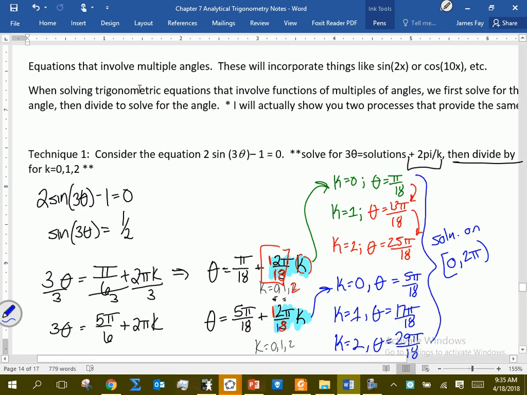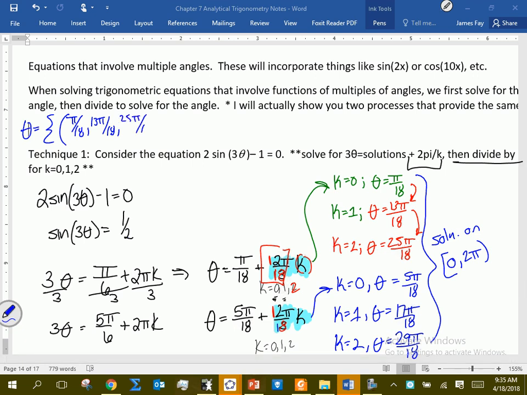Okay? Now, that can be kind of a pain to write. On the test on Friday, if you want to write it this way, remember yesterday we said solutions. I'm going to say theta is equal to, the curly brace means solutions. I'm going to write a parenthesis, pi over 18, 13 pi over 18, 25 pi over 18. There's really no way around writing all of these out.